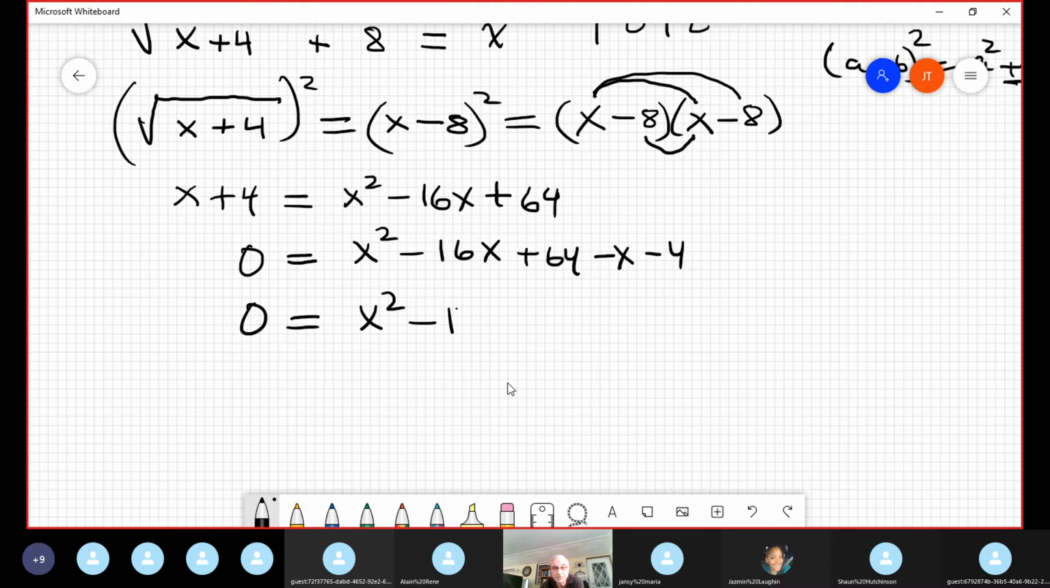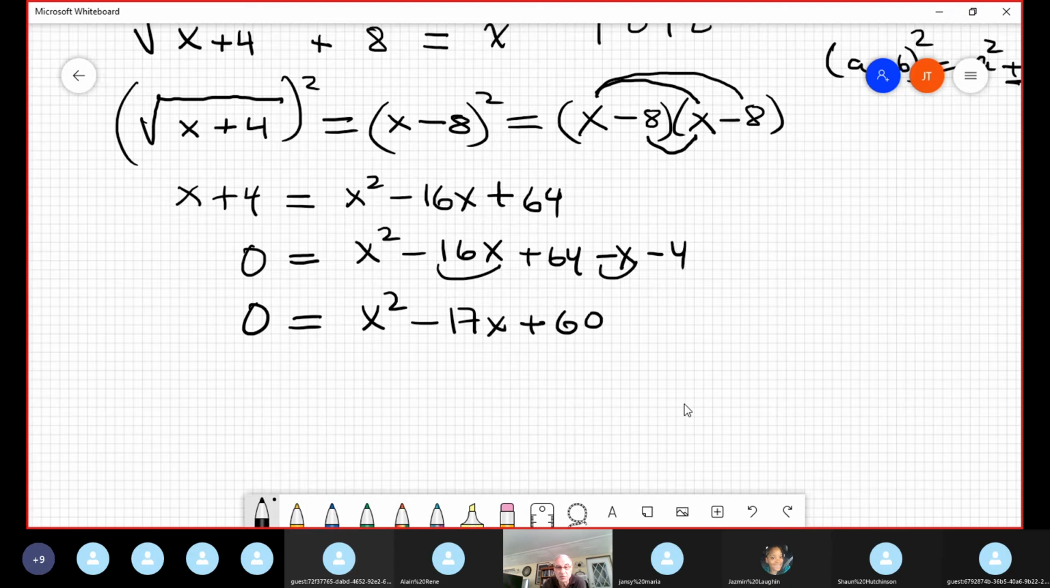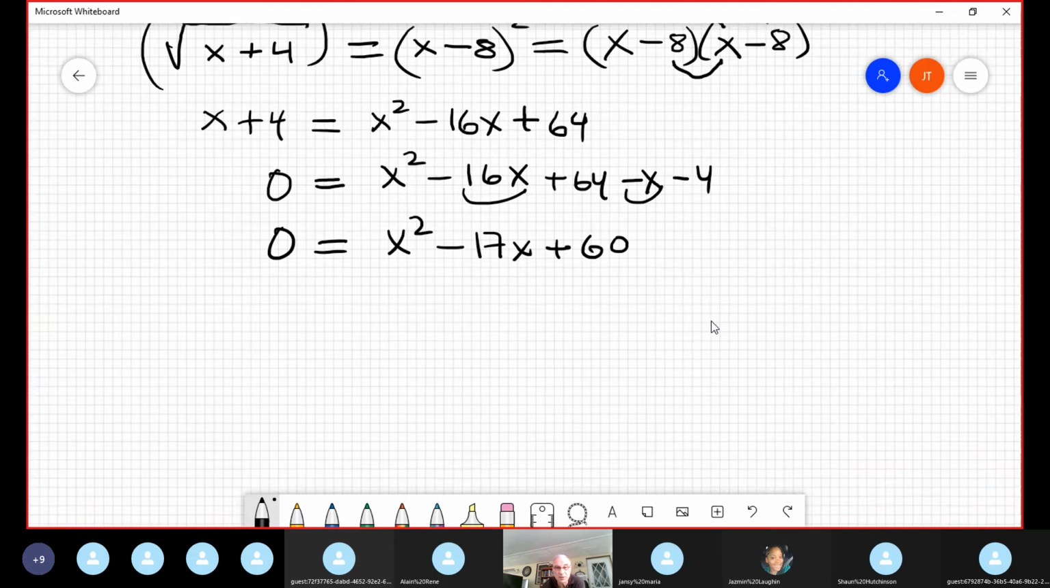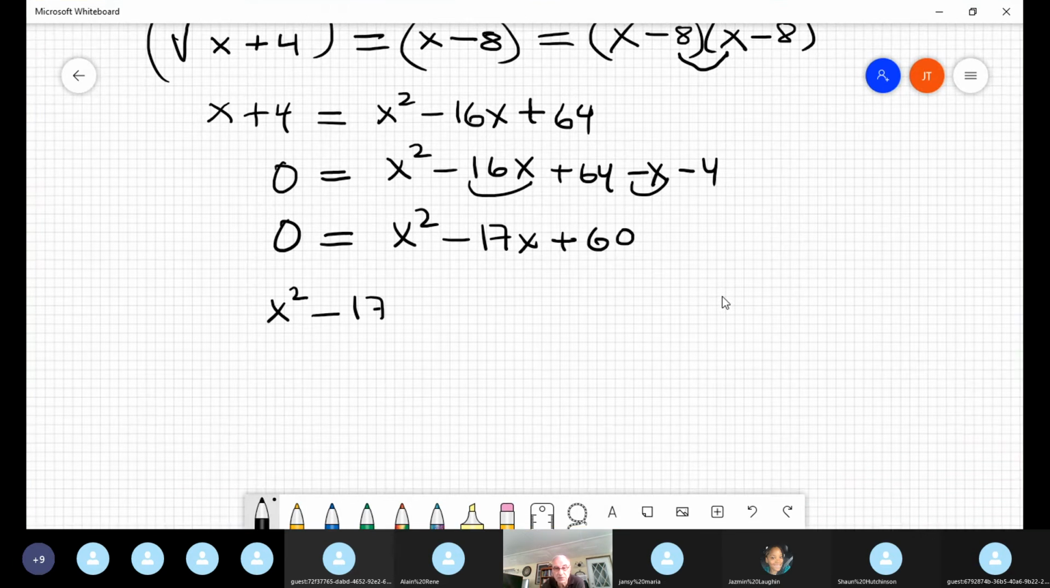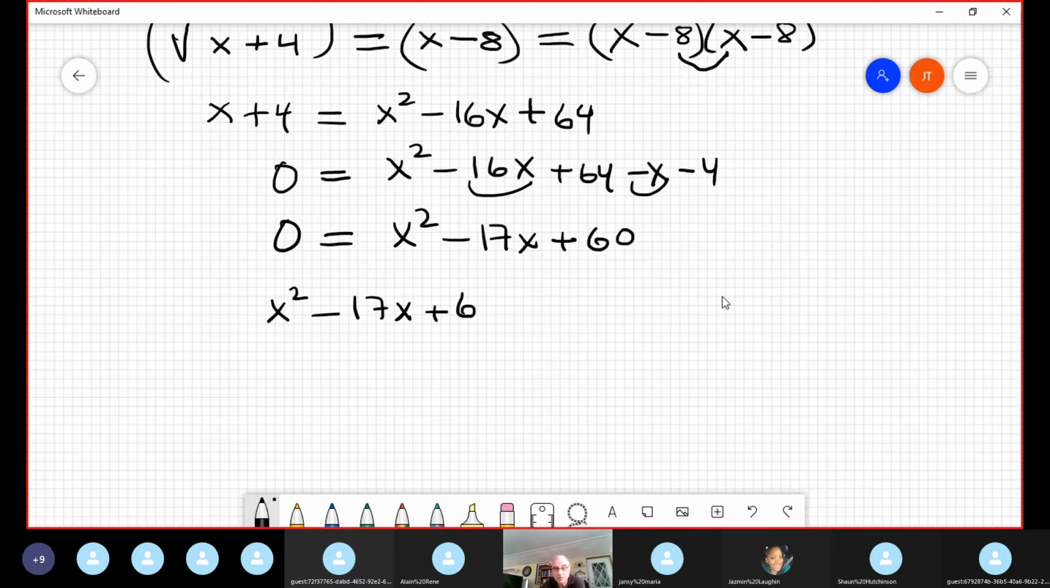This is 17x. Negative 16 and negative 1 is negative 17, both addition. 64 minus 4 is 60. To feel more comfortable, at least for me, you put it in that way. You interchange: x squared minus 17x plus 60 equal to 0.